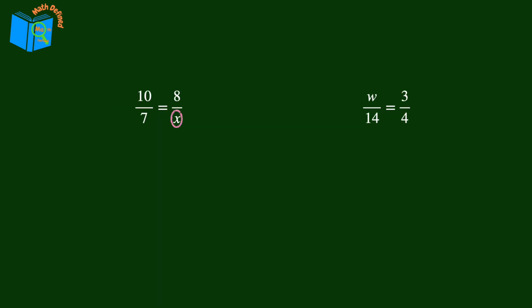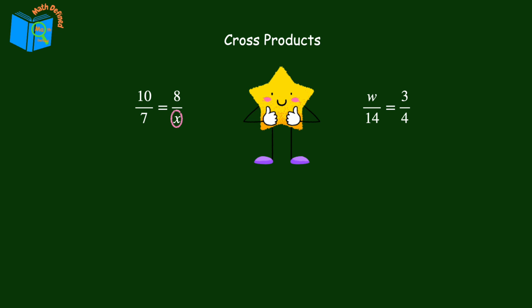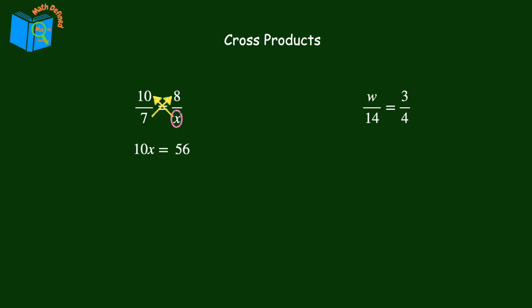When the variable is in the denominator, you can use cross products to solve the proportion. Cross products is an awesome method because it works for any proportion. First, we'll multiply x times 10 to get 10x equals. Then we'll multiply 7 times 8 to get 56. Now we have 10x is equal to 56. To solve for x, we'll divide each side by 10. The 10's cancel out, leaving x equals. Then 56 divided by 10 is 5 6/10, which we can simplify to 5 3/5. So x equals 5 3/5.